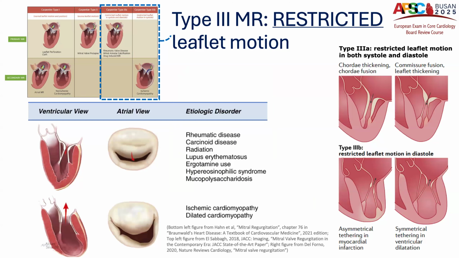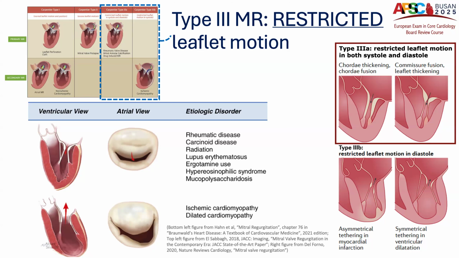Now, in type 3 MR, there is restriction in leaflet mobility, resulting in coaptation of leaflets while they are at the ventricular level. Type 3A MR is restriction in leaflet opening, so the restricted leaflet motion occurs in both systole and diastole and is considered a primary MR. It can result from rheumatic heart disease, carcinoid disease, radiation, or mitral annular calcification.